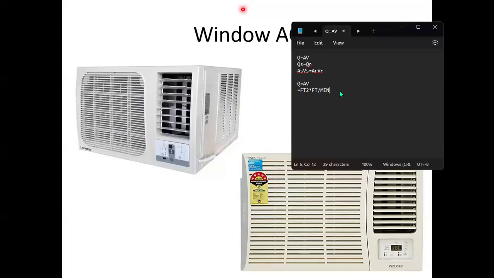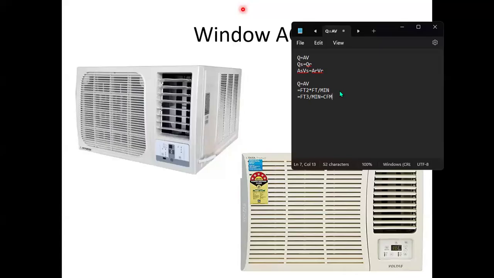Now multiply these both values. What will you get? Feet cube divided by minute, isn't it? Feet square into feet, which means feet cube. So this is what you mean by CFM, or cubic feet per minute.